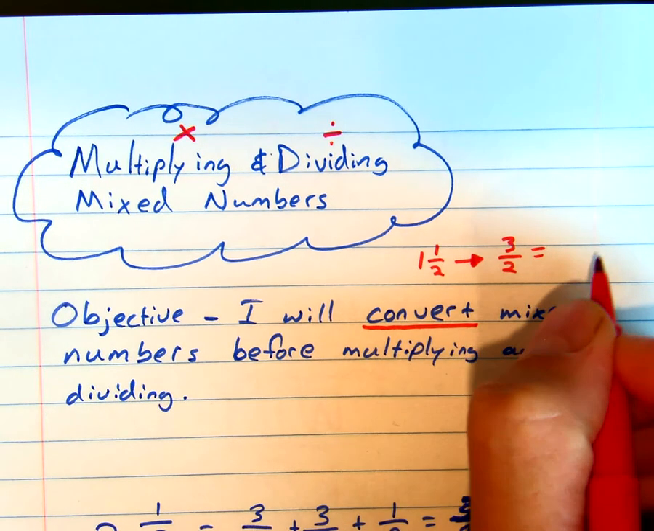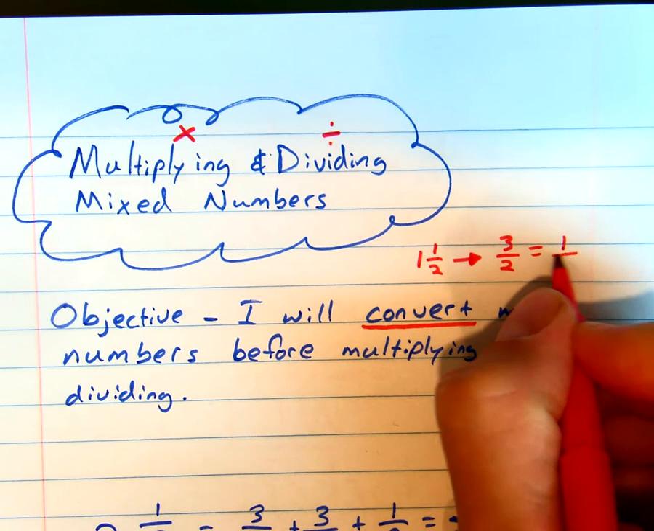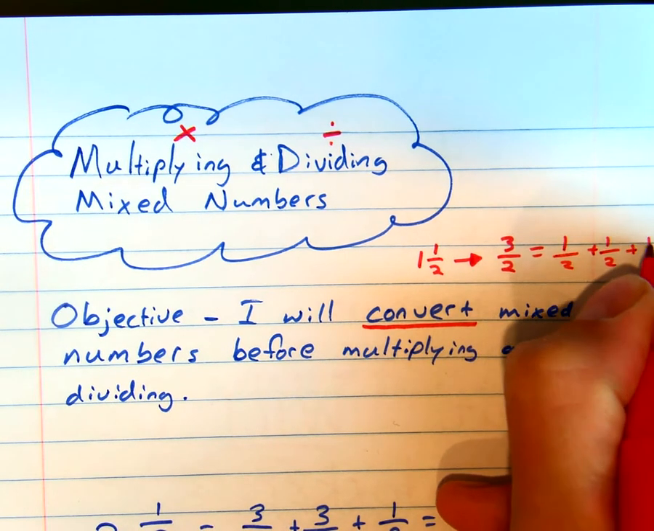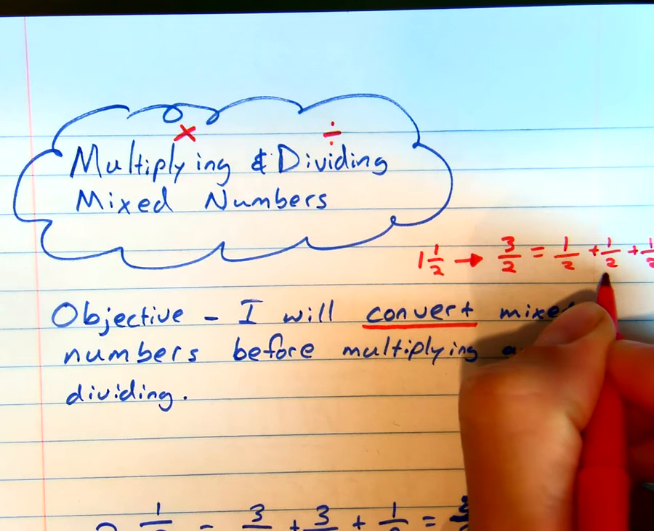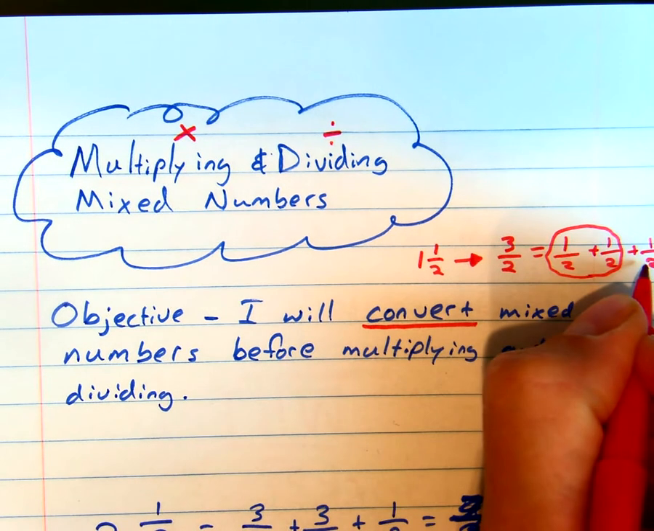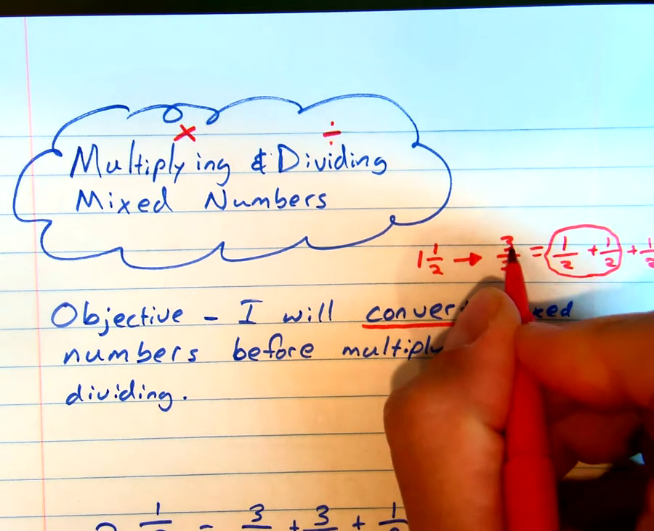So let's see, 3/2. It's like saying half plus half plus half. We know 2/2 make a whole, so that would be our 1 whole, and this is our remainder. But if we just add up those numerators, that's where we end up with 3.